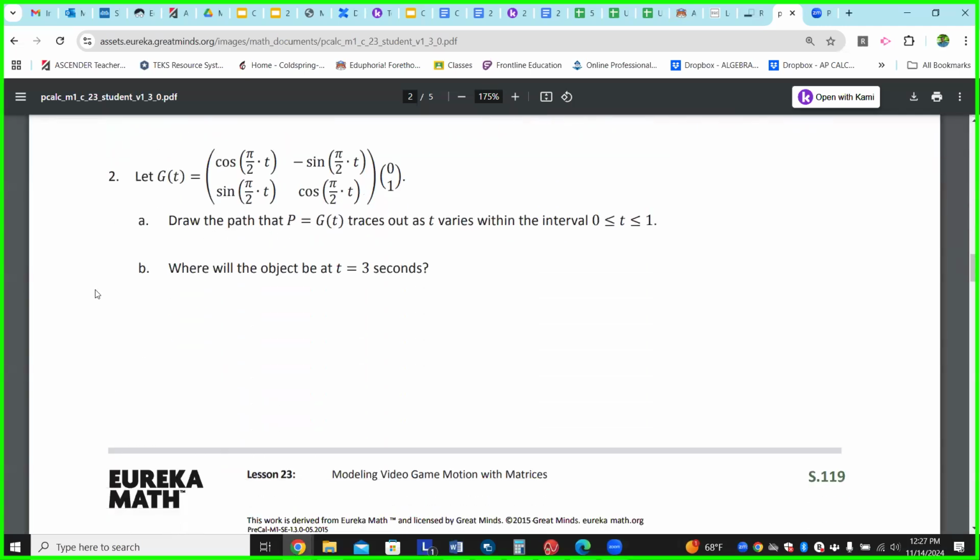So let's look at part two. Let's put some actual degree to it. Let's say it's pi halves, which we know is just 90 degrees, times our time. Part A says draw the path of P that traces the time between 0 and 1.